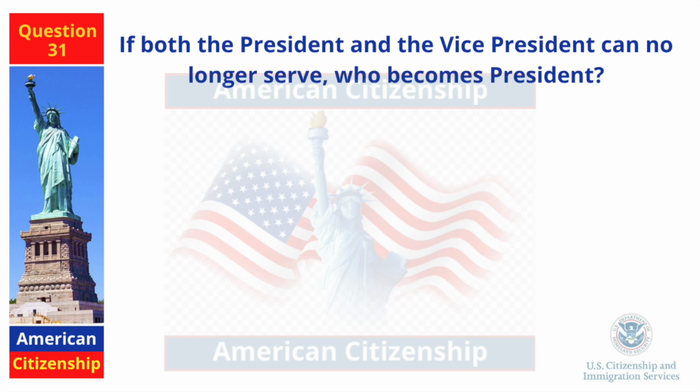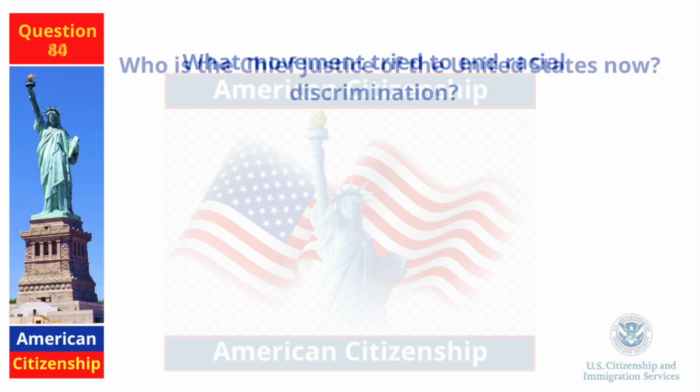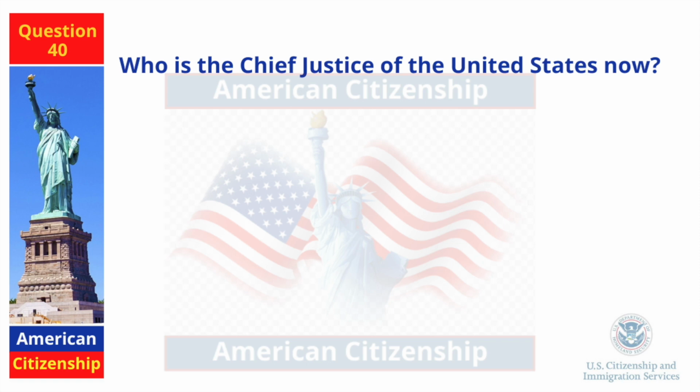If both the president and the vice president can no longer serve, who becomes president? The Speaker of the House. What movement tried to end racial discrimination? Civil rights movement. Who is the Chief Justice of the United States now? John Roberts.